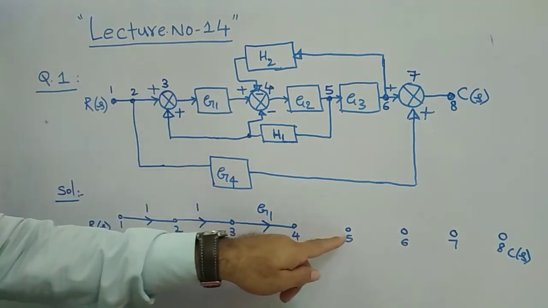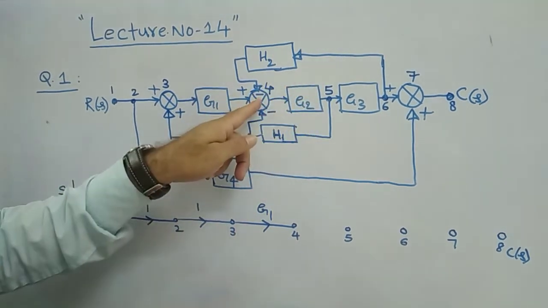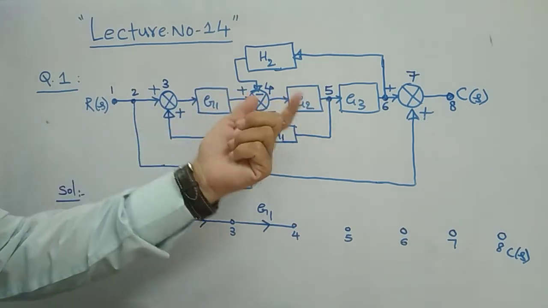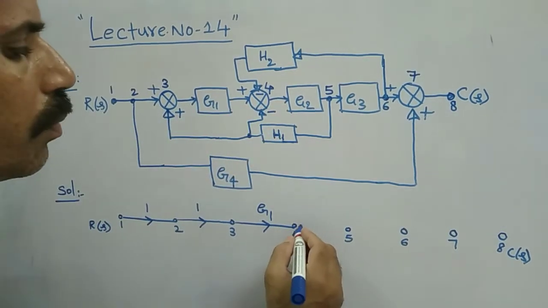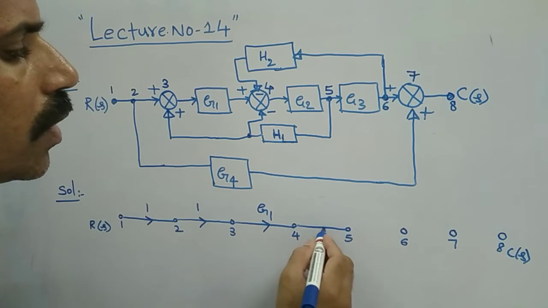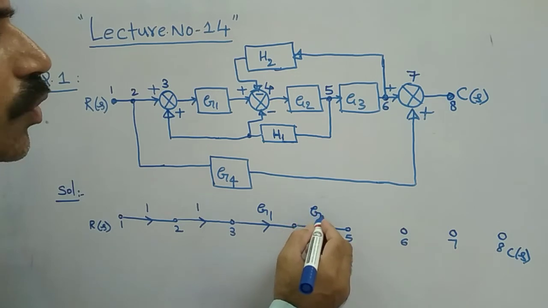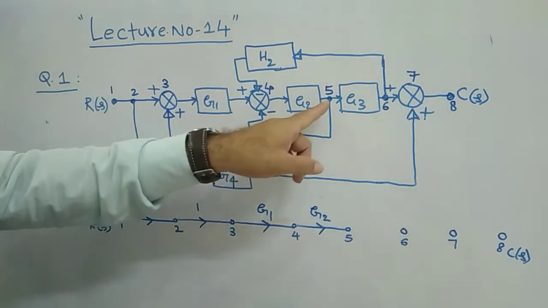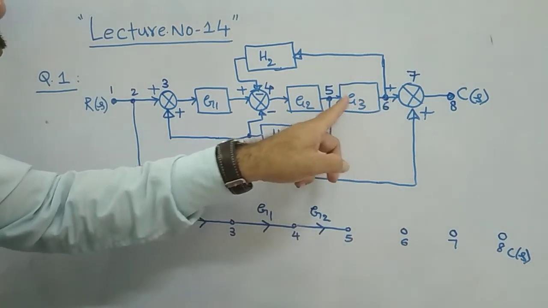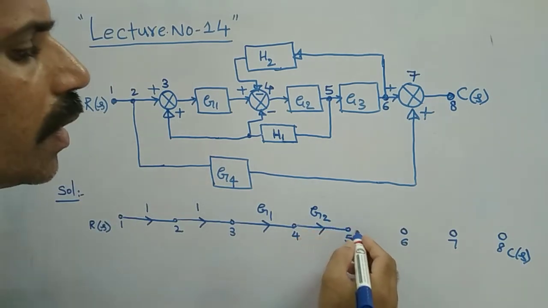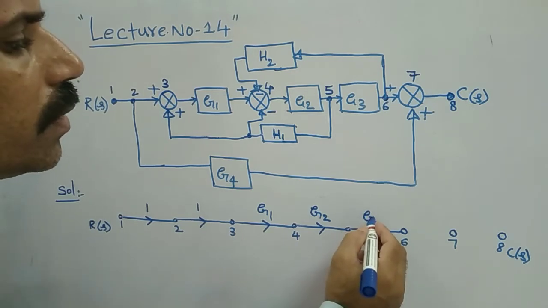Now coming to 4 to 5. This is the fourth point. This is your fifth point. This is the takeoff point, this summing point. No problem. In between these two, what is the gain available? G2, and the arrow mark is towards the forward direction only. Therefore, between 4 to 5, you just draw a line with the arrow mark towards the forward direction, and the gain is simply G2. Is it not? Similarly, between 5 and 6, the gain G3 is there with the arrow mark towards the forward direction. Therefore, between 5 and 6, it is forward direction, gain is G3.